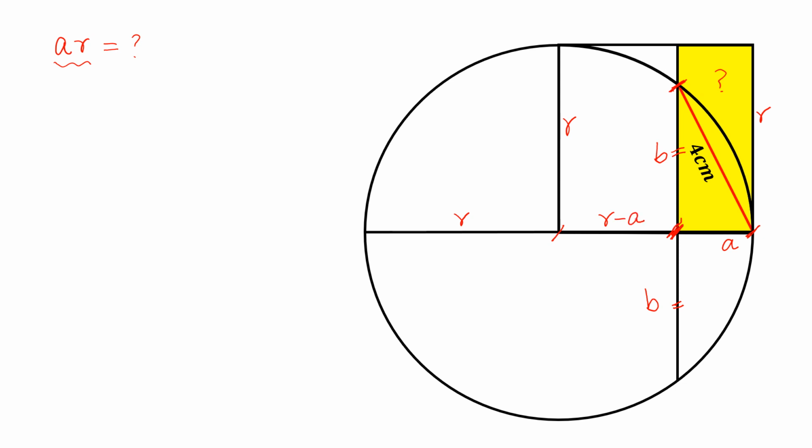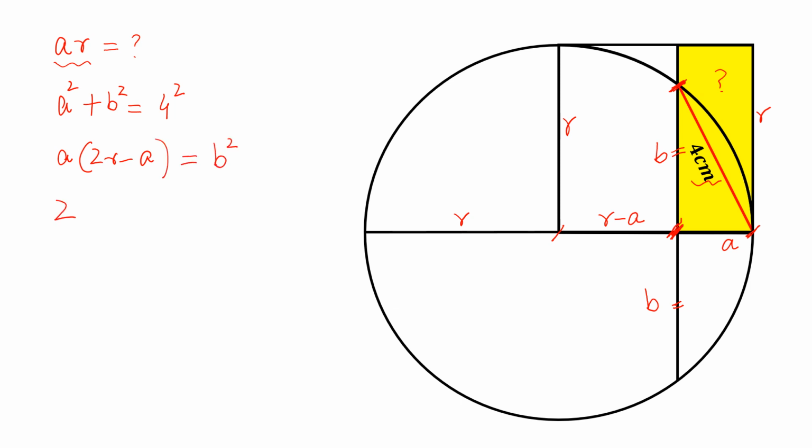We can write a square plus b square equal to 4 square by Pythagoras theorem from this triangle, and by intersecting chords theorem we can write a into 2r minus a equal to b square.